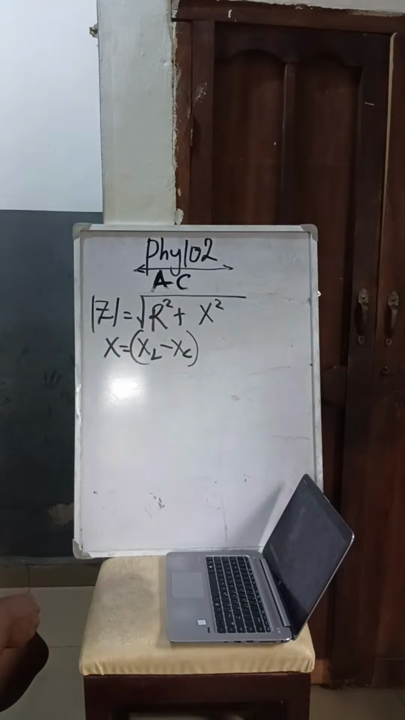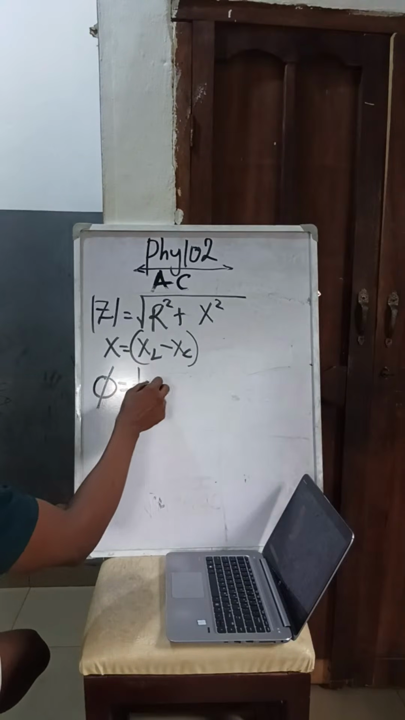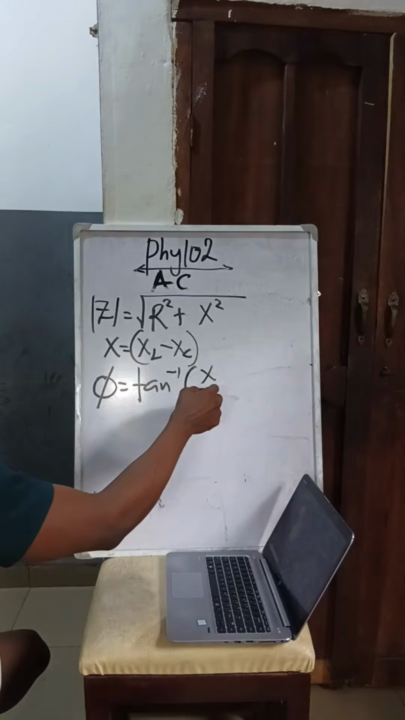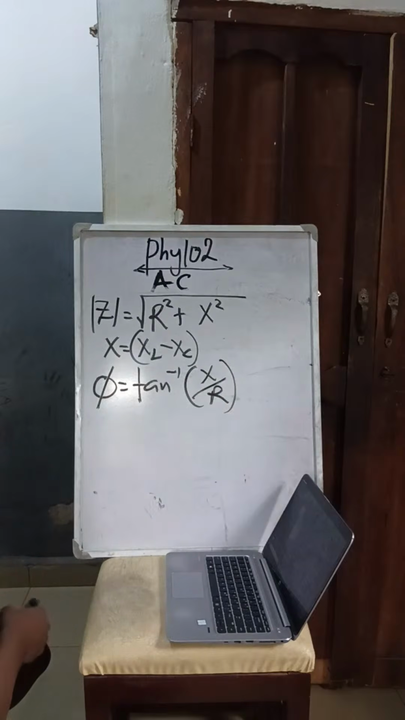What is the phase angle of impedance? The phase angle of impedance is tan inverse of X all over R.